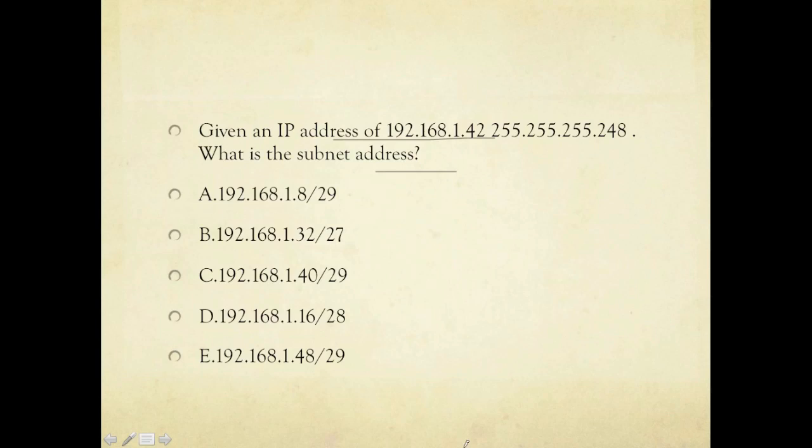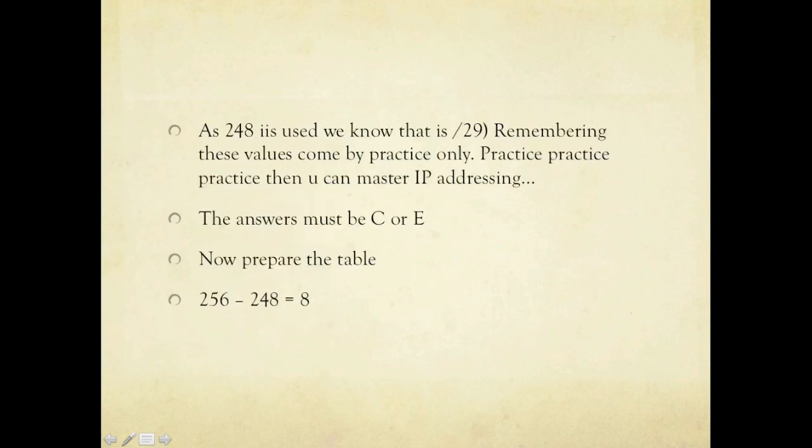So given an IP address 192.168.1.42, what is the subnet address? See this question. They have given some address like 1.42, and they have also given the subnet mask. So for 248 it is slash 29. Remembering these values comes by practice only. Practice, practice, practice. First, slash 30 is 252, slash 31 is 254. As I already told, you must practice a lot for this IP address topic. So the answers must be C or E only, from the question directly they have given.